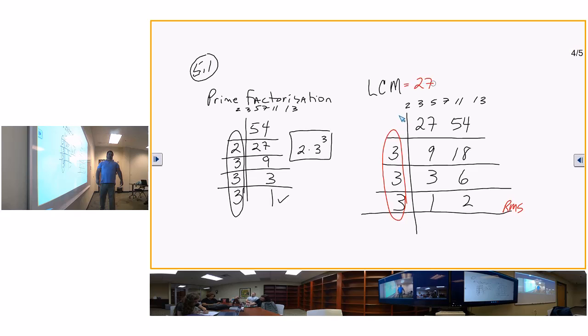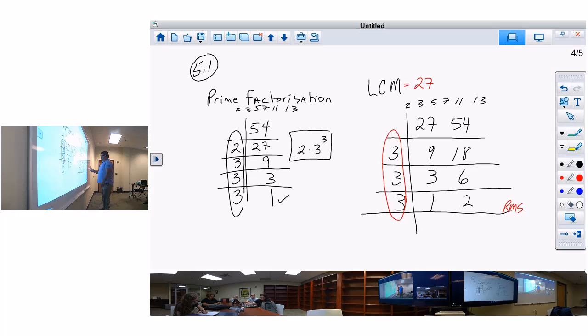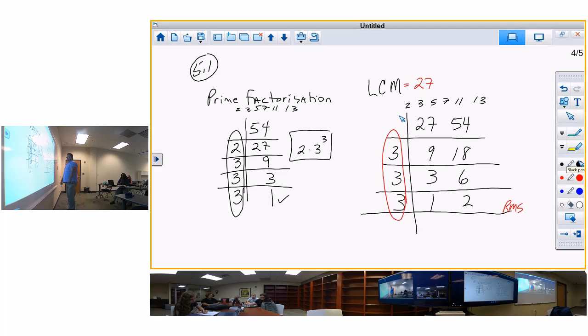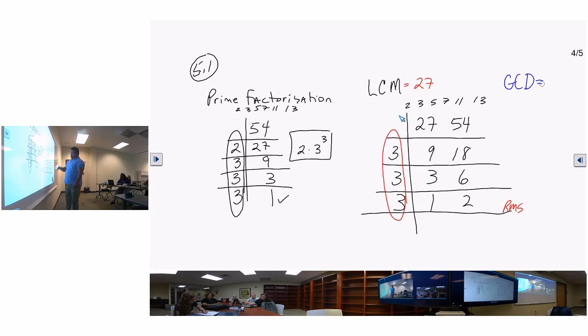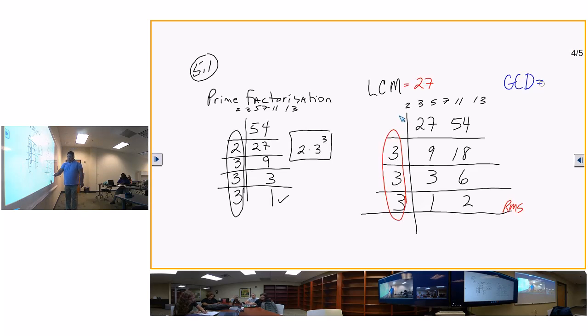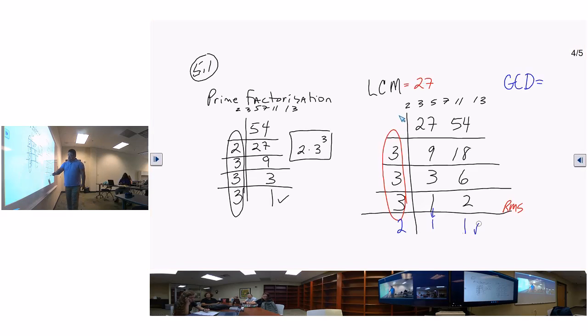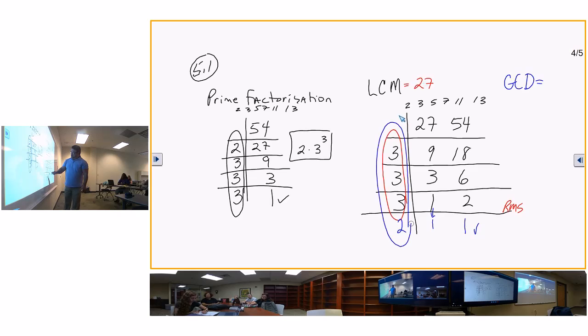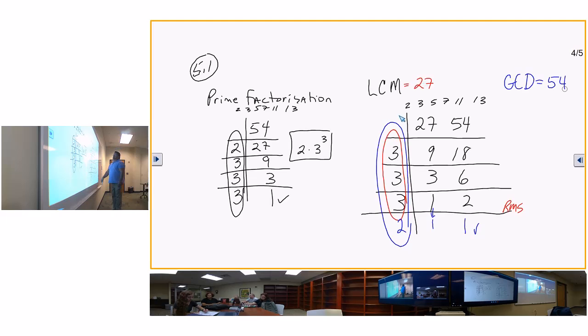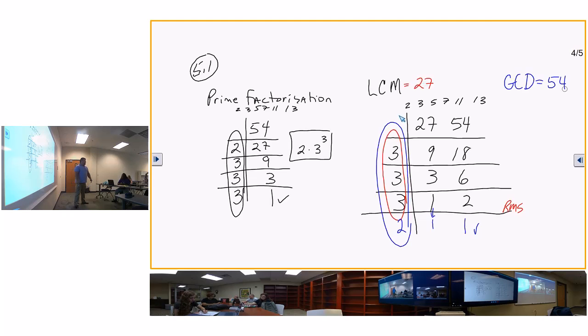And the third thing is finding the greatest common divisor. And that's going to be 2 times 27, which is what? Greatest common divisor. What I need on the bottom here, I need 1s. I've got to divide by 2. That 1 will come down, and what's 2 divided by 2? 1. So we are done, and this is your greatest common divisor. It's 2 times 27, which is 54. Those are the three things I'm going to ask you on a test.